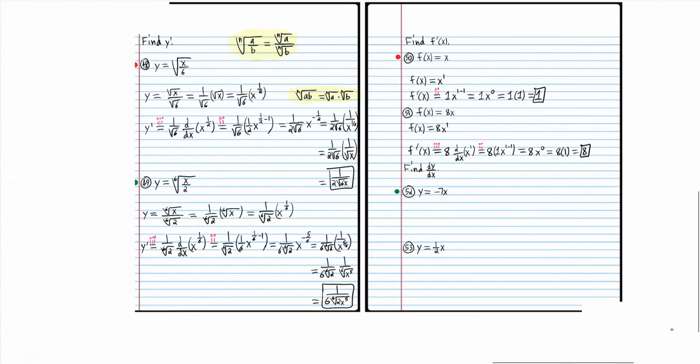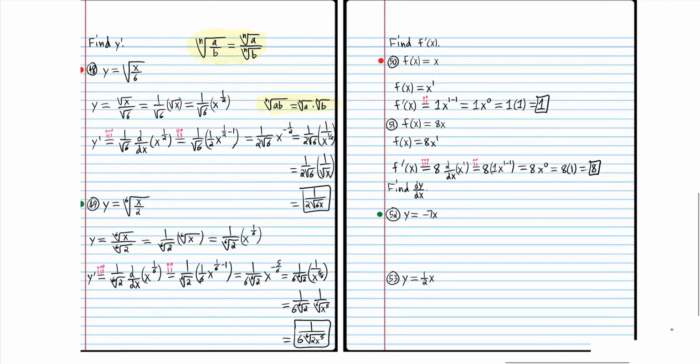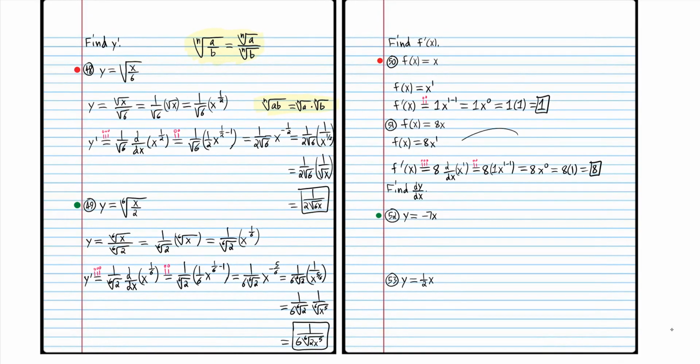So I want you to use number 50 and number 51 to do number 52. You don't have to show all this work if you don't want to. You can just write the answer. It's up to you. So try number 52. When you come back, we'll do it together.